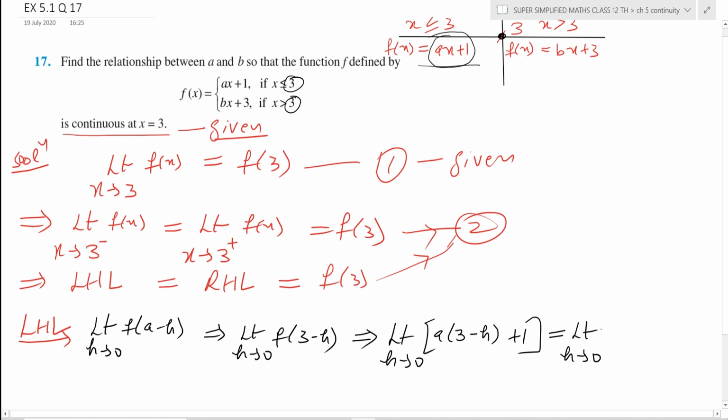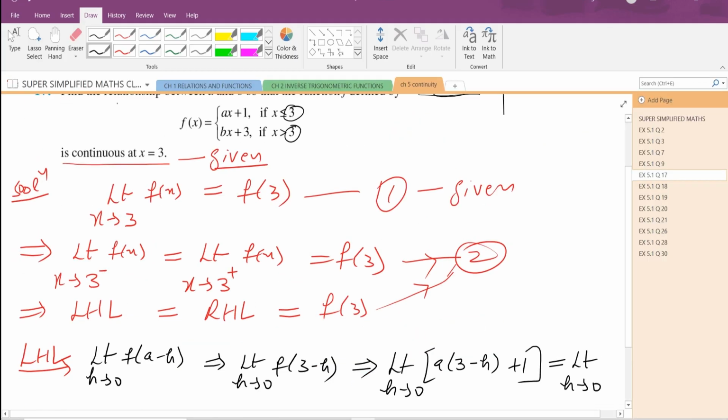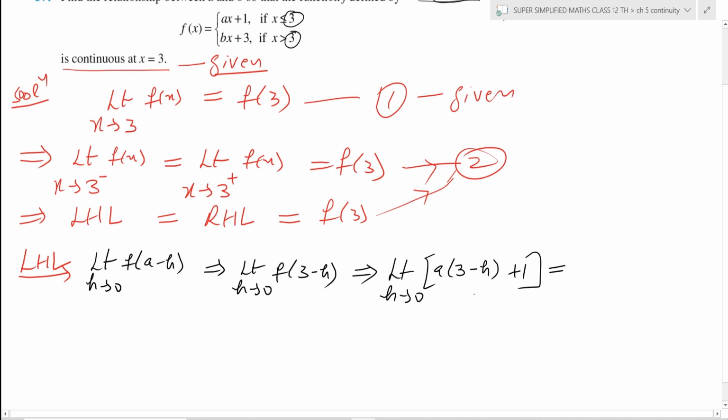Now, before writing this step, you can put the limit of h. So we substitute back the limit of h. So h becomes 0. This is a, 3 minus 0 plus 1. So we get 3a plus 1, and this is the value of the left hand limit. Now we find out the right hand limit.